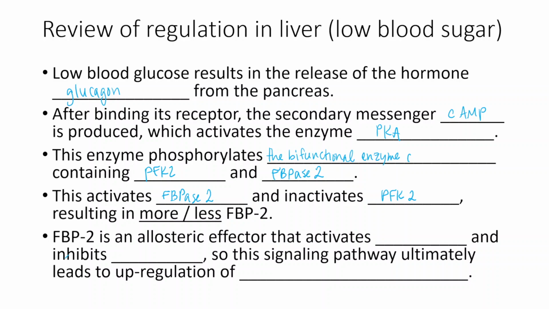So does that mean we get more or less F2,6BP? Yeah, less F2,6BP. And we know that F2,6BP is an allosteric effector. Which enzyme does it activate? FBPase. Almost. The opposite one. It's PFK1. And if PFK1 is getting activated, what is getting inhibited by F2,6BP?